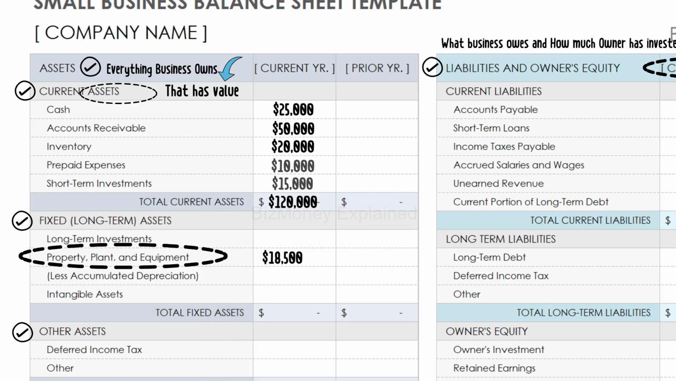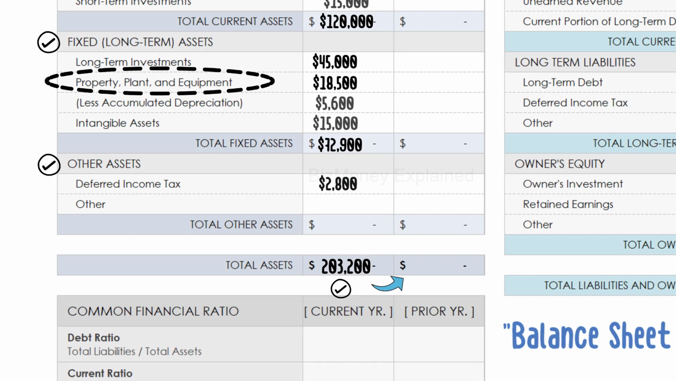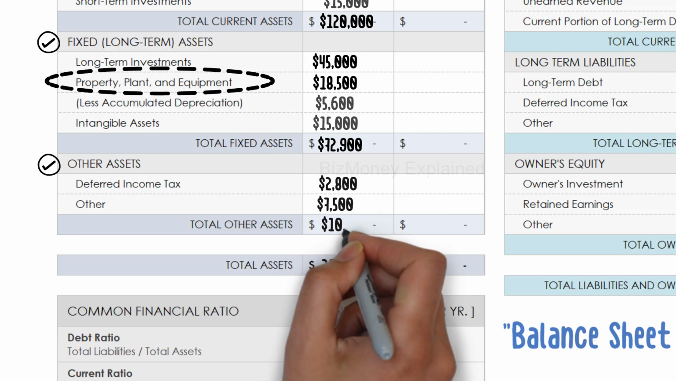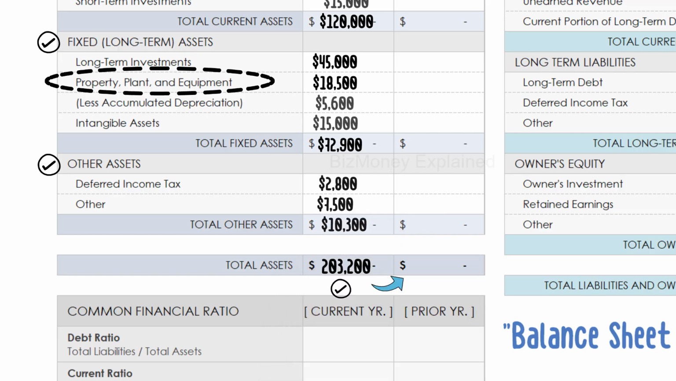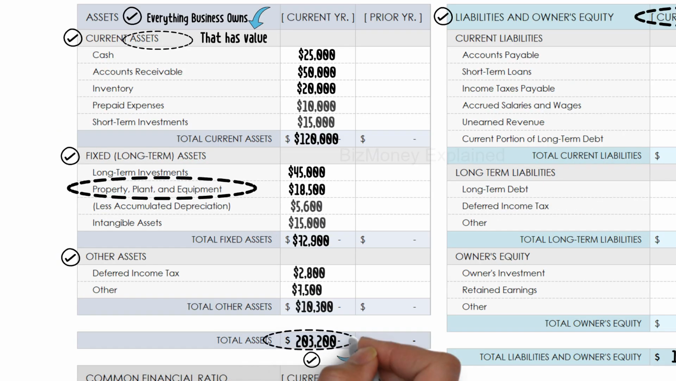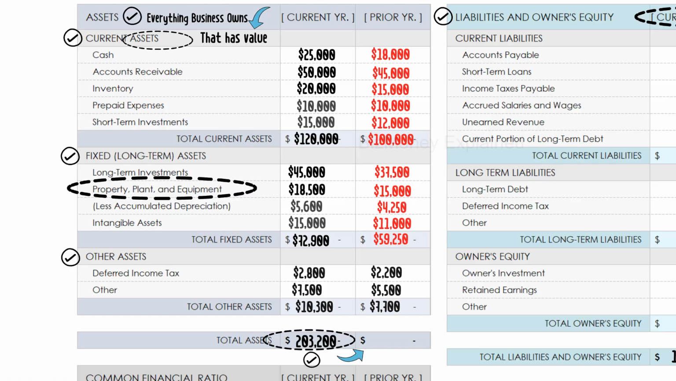Fixed assets are long-term items like property, plant, and equipment, $18,500, long-term investments, $45,000, and less depreciation. These total $72,900. Finally, other assets, like deferred income tax and other items, add another $10,300. So altogether, the business owns $203,200 worth of assets this year, compared to $166,950 last year. That's growth.